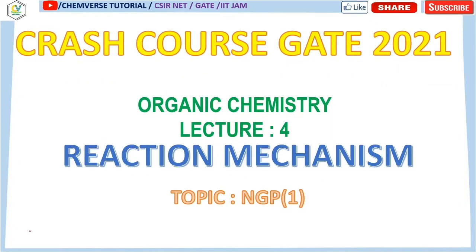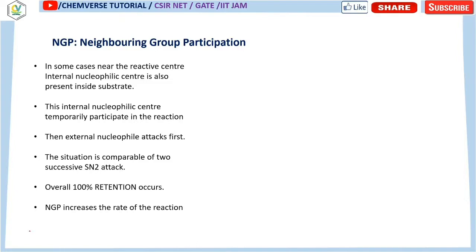This is the crash course of GATE 2021 and this is our fourth lecture series on organic chemistry, and over here we are going to discuss the neighboring group participation reaction. In my earlier lectures I have already discussed the nucleophilic substitution reactions as well as the elimination reactions. So first of all, what is NGP? NGP stands for neighboring group participation. This N, G and P stands for neighboring group participation.